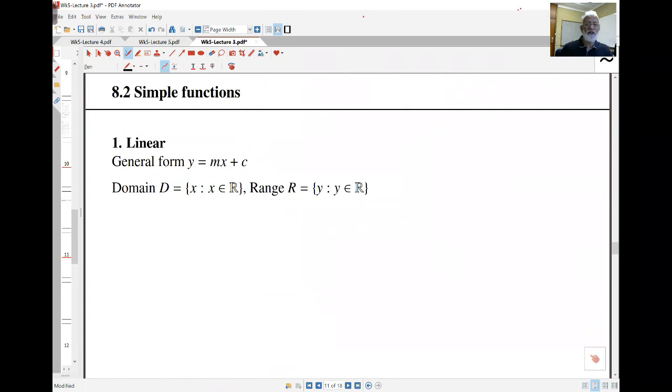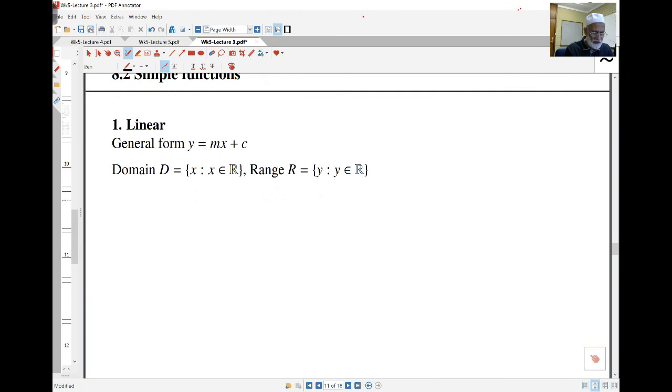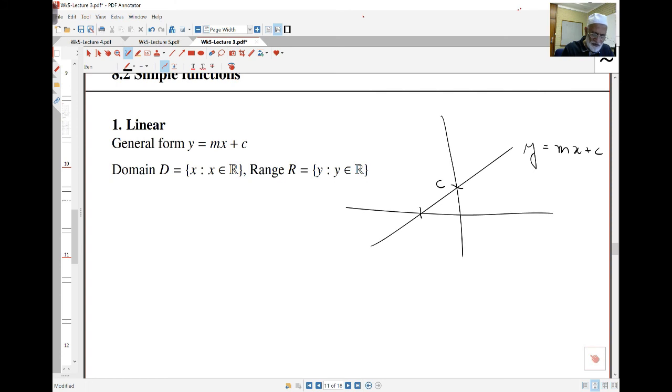Simple functions, the straight line functions, essentially linear functions, the things that look like y equals x plus c, the domain is all the real numbers, and the range is also all the real numbers. And so you know how this works over here. Y equals mx plus c here. So m is the slope of this thing. That means if I put x equals 0 here, I get y equals c, that's the intercept there. And if I put y equals 0, I get x is going to be negative c on m.